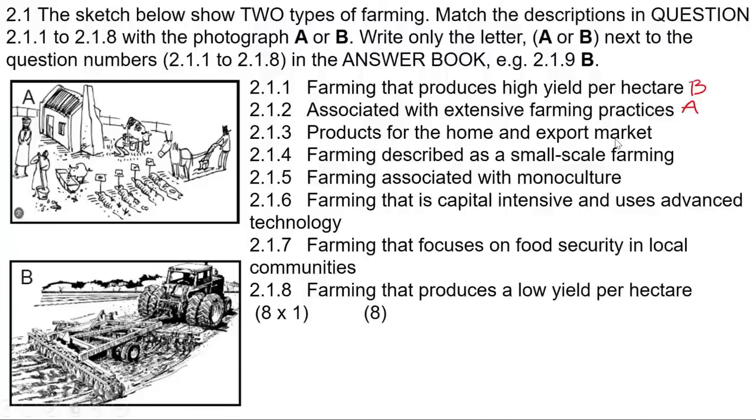Products for the home and export market is going to be B. Farming described as small scale is going to be A. Farming associated with monoculture is going to be B. This is monoculture, meaning that there is one product that is being produced there, and this one is mixed farming. This one contributes to food security. This one is local.